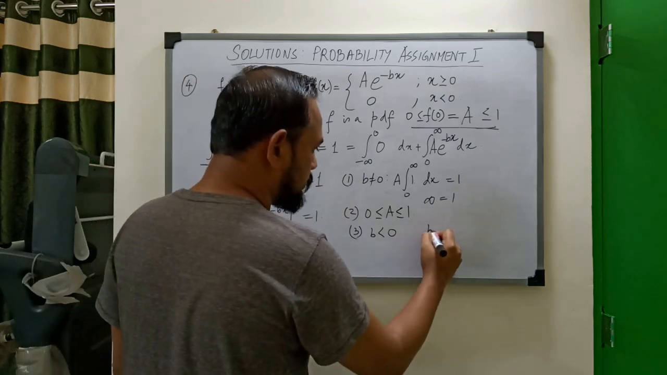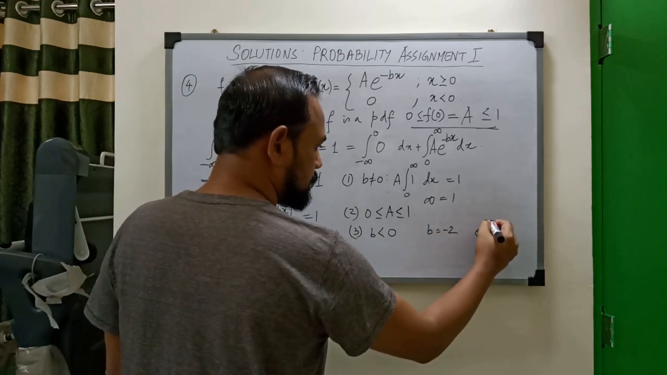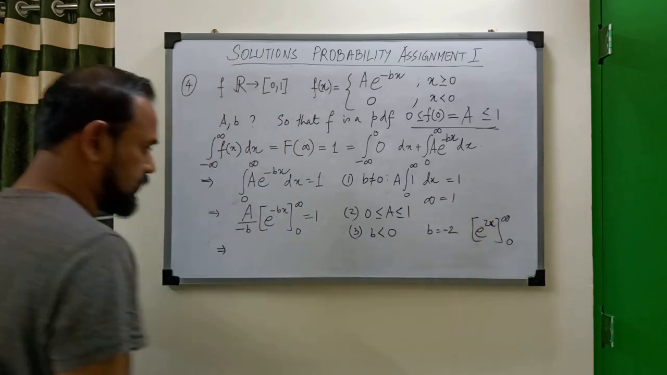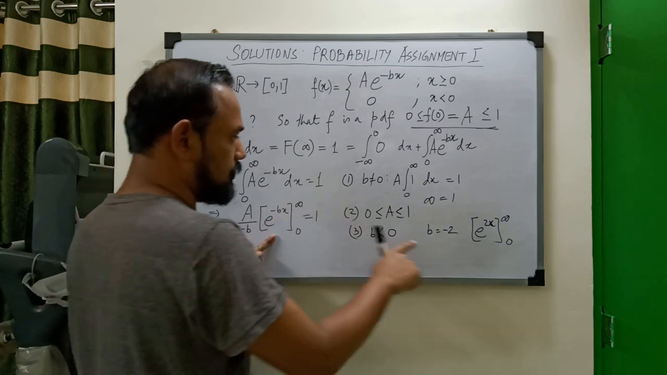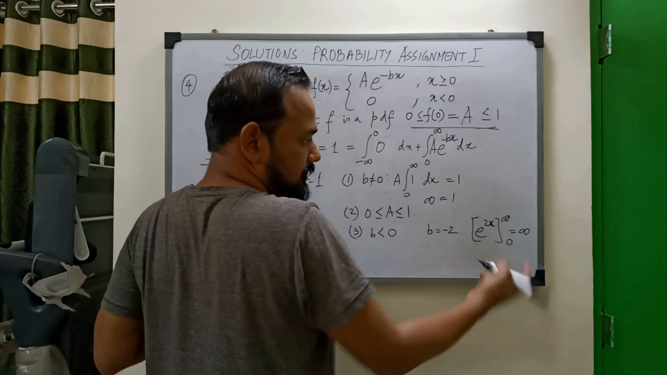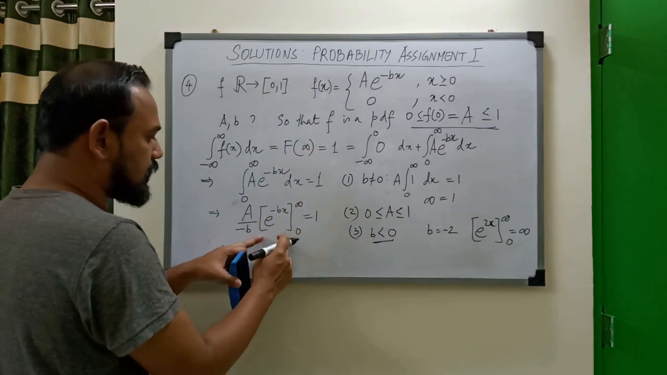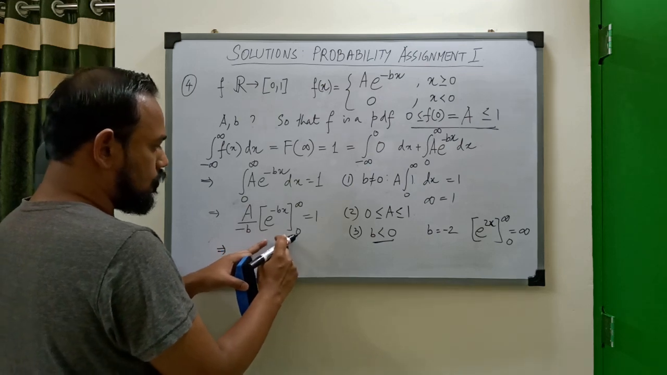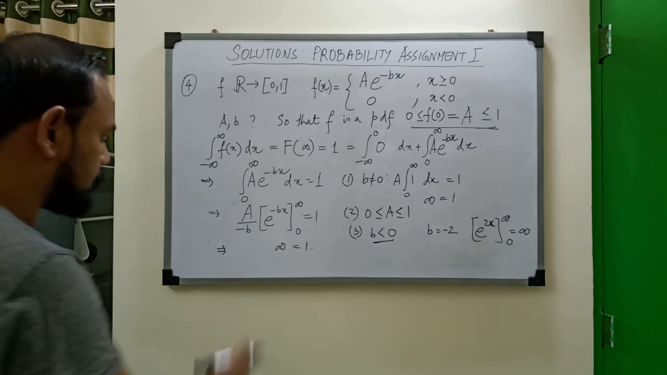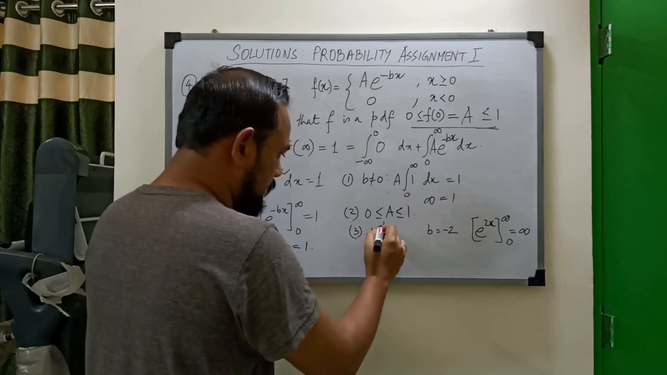If, for example, b is minus 2, then this is e to the power 2x. And if you put limits 0 to infinity on this, where b is minus 2, you get infinity, because e to the power infinity is infinity. So if b is negative, you're going to get infinity from the left, which is not possible, because it has to equate to 1. So b cannot be less than 0.